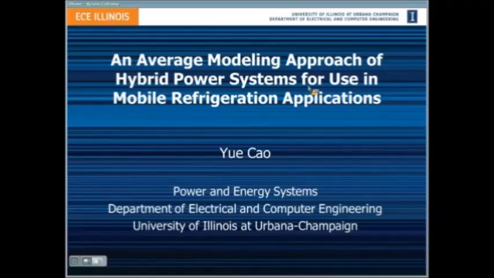The title is the Average Modeling Approach of Hybrid Power Systems for Mobile Refrigeration Applications. It has three parts: mobile refrigeration application, hybrid system, and average modeling. Those are the outlines I'm going to talk about for this presentation.